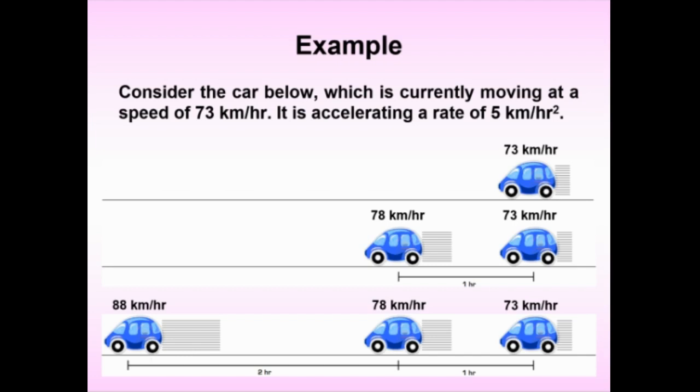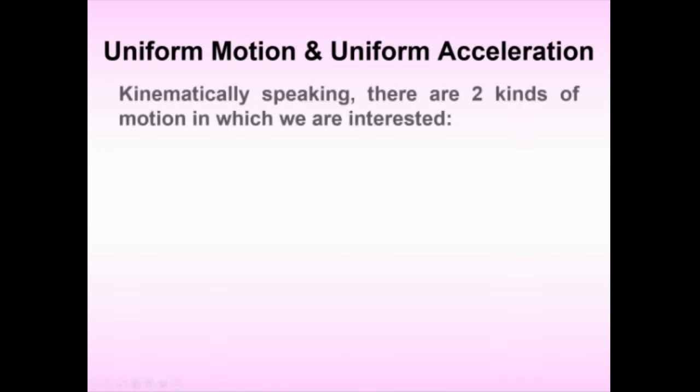No need to calculate because it's basically a conceptual exercise here. All right. Now let's talk about two kinds of motion. Very important: uniform motion and uniform acceleration. Okay? So, kinematically speaking, there cannot be more than two or other than two kinds of motion in which we are interested. Either uniform motion.